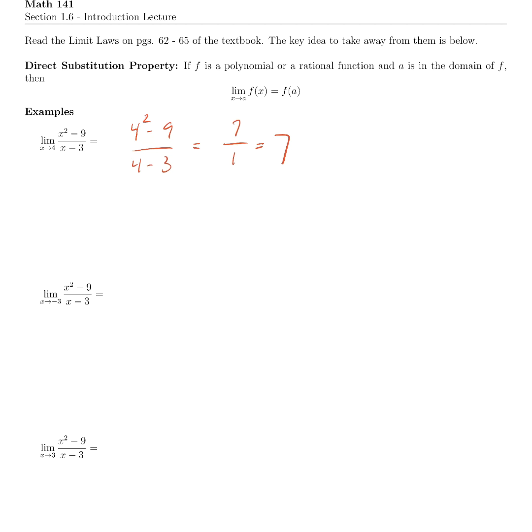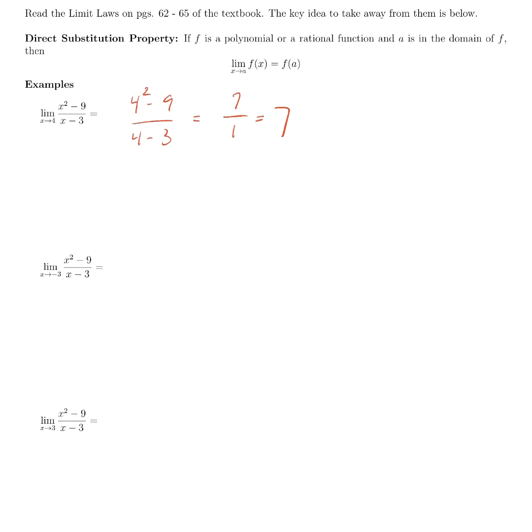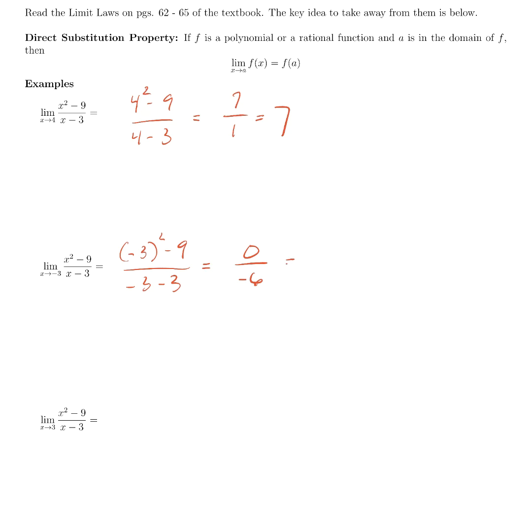Same function, different value of the limit here in the second example. Again, the only way negative 3 would not be in the domain of that rational function is if it causes a 0 in the denominator, which it does not. So again, we can substitute directly, and we get negative 3 squared minus 9 divided by negative 3 minus 3, which is 9 minus 9, or 0, divided by negative 6. So this limit is 0.